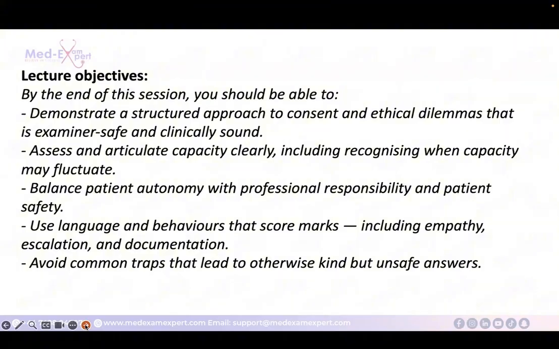And I must tell you, many candidates fail not because they are uncaring, but because they assume that a patient's refusal automatically equals a valid decision. So if the patient is saying, no, I don't want this treatment, you don't just accept it, okay?